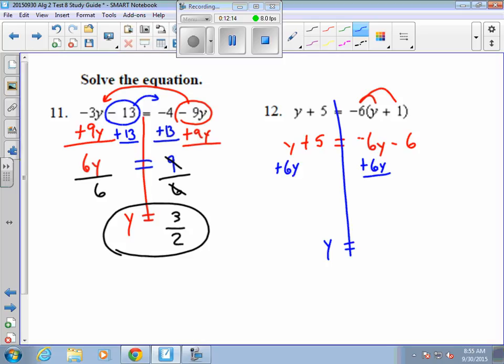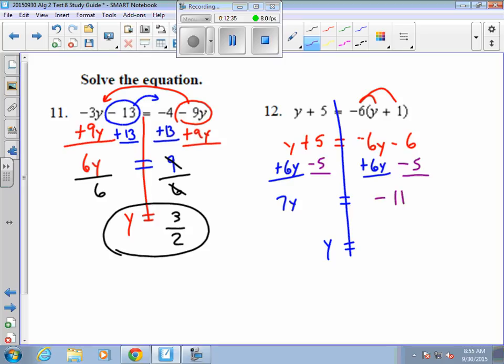1y plus 6y is going to be 7y. Bring your other term, your constant term, over to the other side. It says positive 5, so subtract 5. If you do it on the left, do the same on the right. Negative 6 minus 5, same signs, add them up. 6 plus 5 is 11. Keep that negative common sign, negative 11.